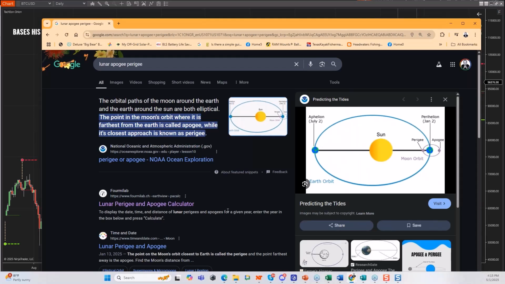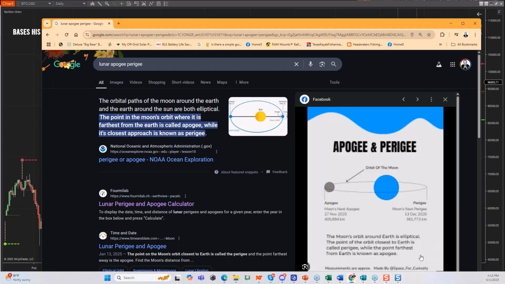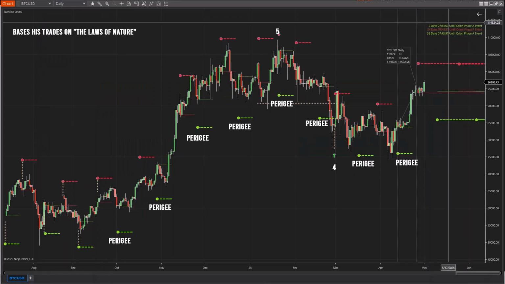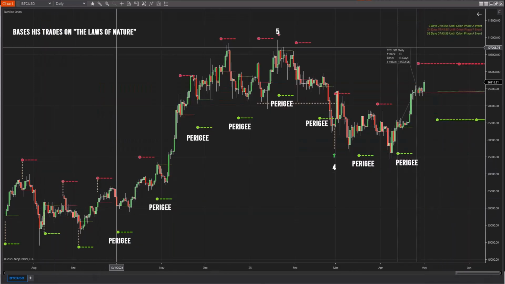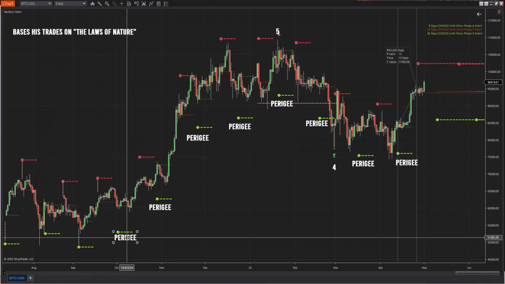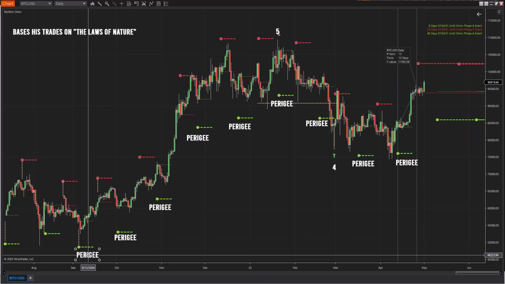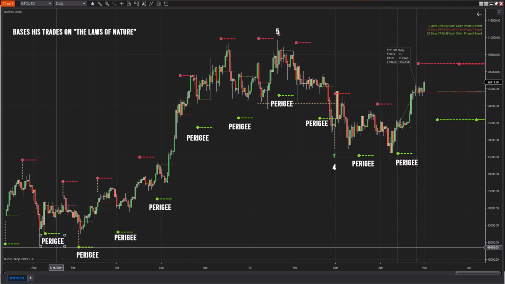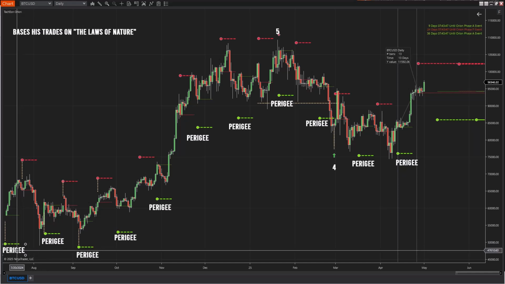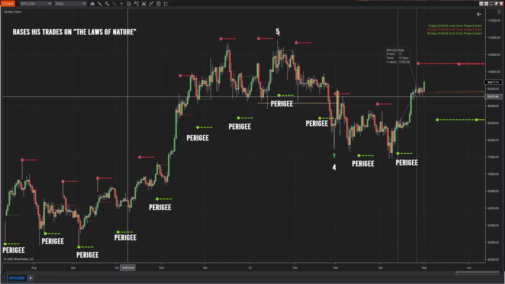This is an apogee-perigee chart. The moon around the earth, when it's farthest away is called the apogee. When it's closest is called the perigee. Now, before you freak out, I have people that have had religious meltdowns and were afraid their pastor was going to find out I was showing them devil stuff.